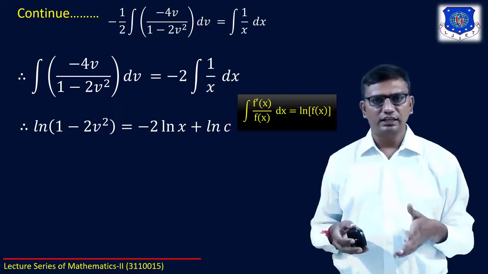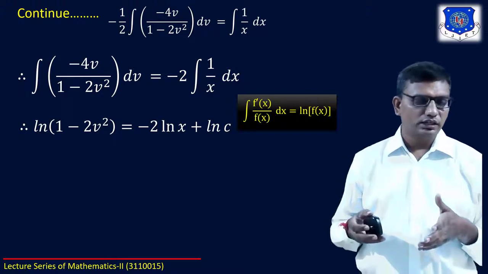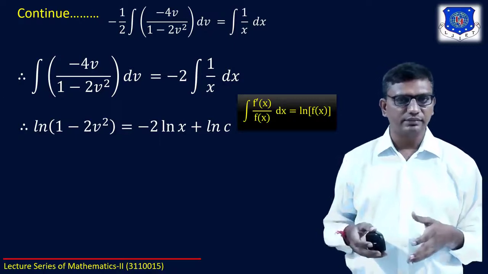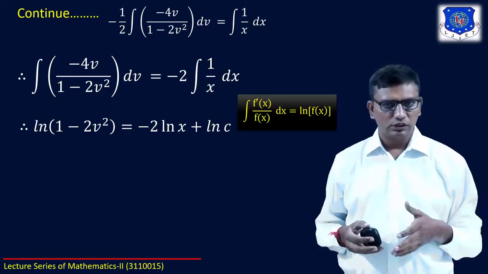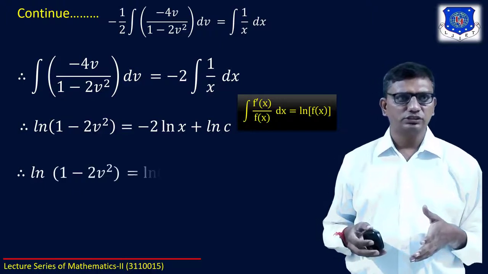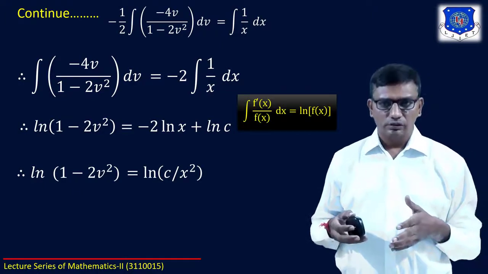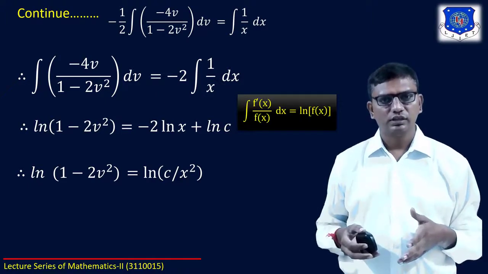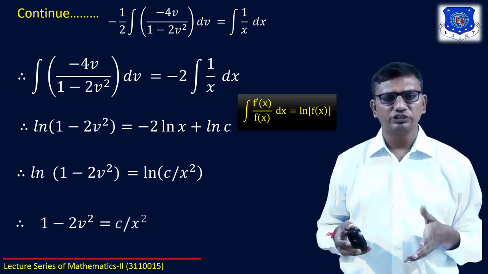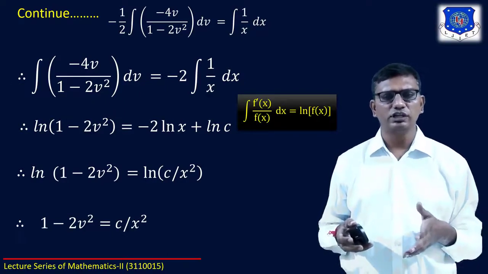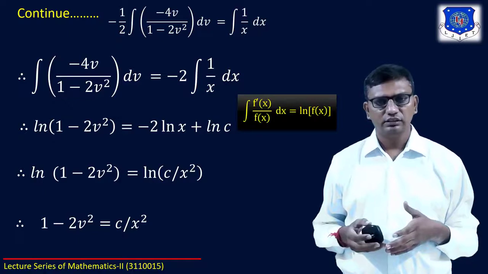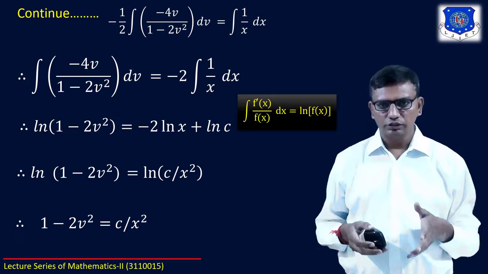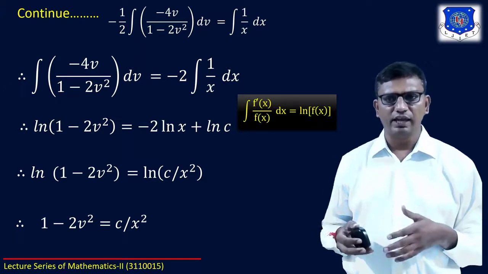So finally we get ln of 1 minus 2v square equal to minus 2 times ln x plus ln c. Ln means log base e. So we get ln of 1 minus 2v square equal to ln of c by x square. Now we remove the ln from both sides, then 1 minus 2v square equal to c upon x square. That is our general solution. But here our solution is in terms of v. So we replace v by y by x.